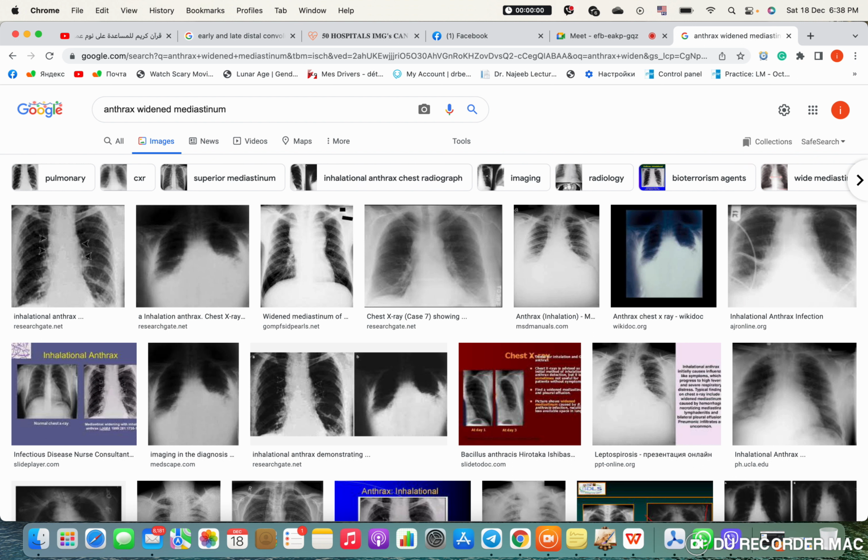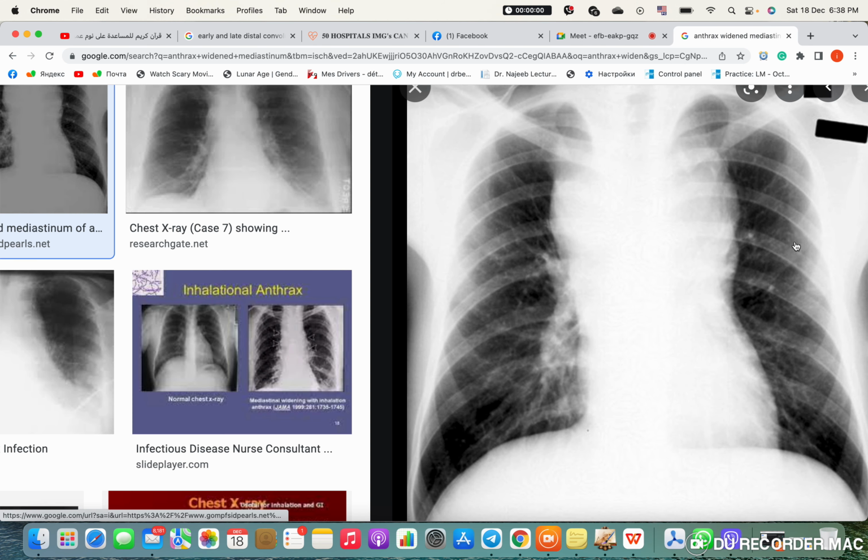Why people with pulmonary anthrax? So we are done with cutaneous. Now pulmonary. Pulmonary anthrax have widened mediastinum because of the hemorrhage. They will have hemorrhagic mediastinitis, okay? So they will have a lot of bleeding inside of their mediastinum. Basically, this is blood. And they will have something like this.